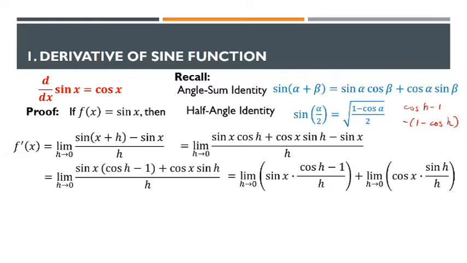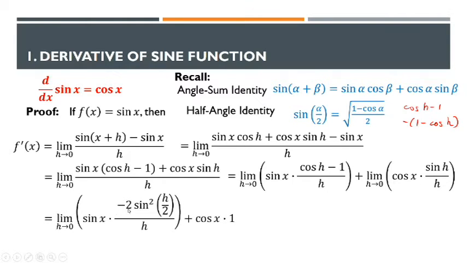And 1 minus cosine h, you can square both sides. So matitira is negative 1 minus cosine h over 2. And multiply natin yung 2 na yon doon sa kabila. Isama na natin yung negative. So we have negative 2 sine squared of h over 2 na yung nasa kabila. And remember that sine h over h, its limit is equivalent to 1. So we have times 1.